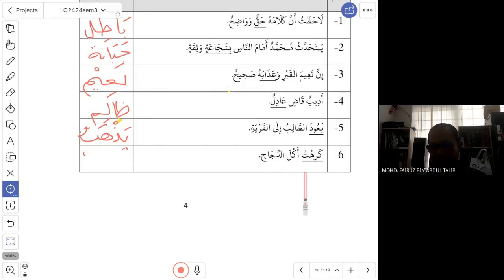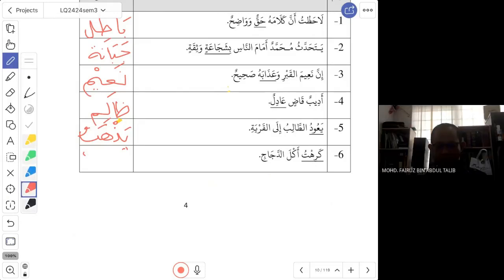So how do you say I like? Uhibbu. Okay, good. But uhibbu is in the mudari form, the present tense. If you look at the word kariha, this is in the past tense, fi'il madin.